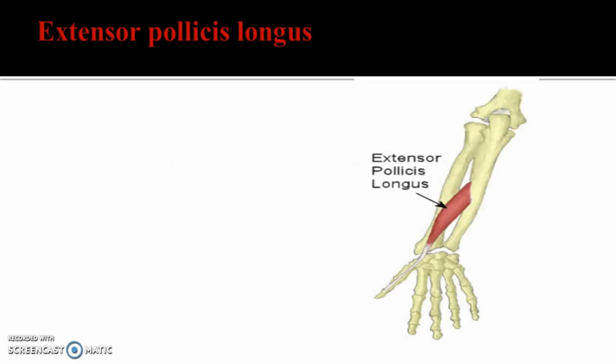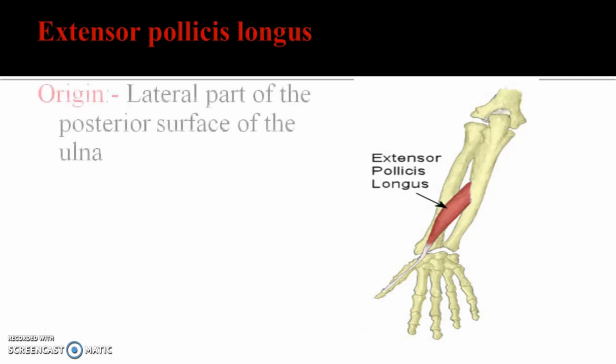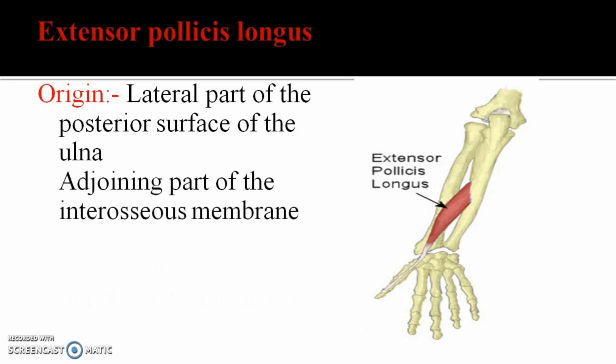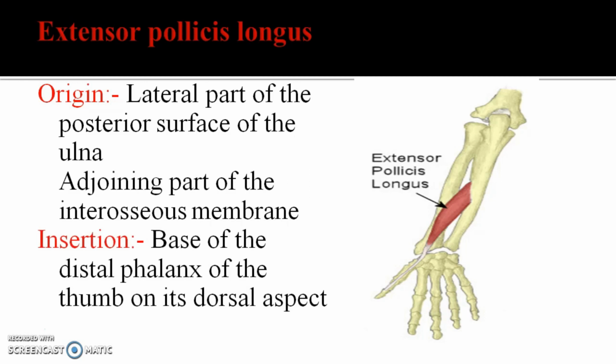Talking about extensor pollicis longus. Extensor pollicis longus along with extensor pollicis brevis will be seen, and it is larger in length compared to brevis, so we are calling it extensor pollicis longus. The origin of this muscle is from lateral part of posterior surface of the ulna and adjoining part of interosseous membrane. Whereas for brevis it is taking origin from radius, here it is taking origin from ulna along with adjoining interosseous membrane.